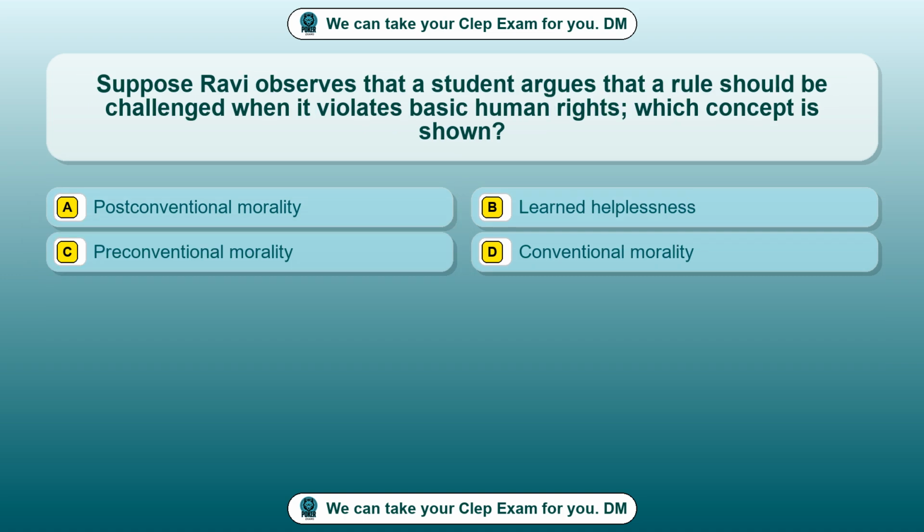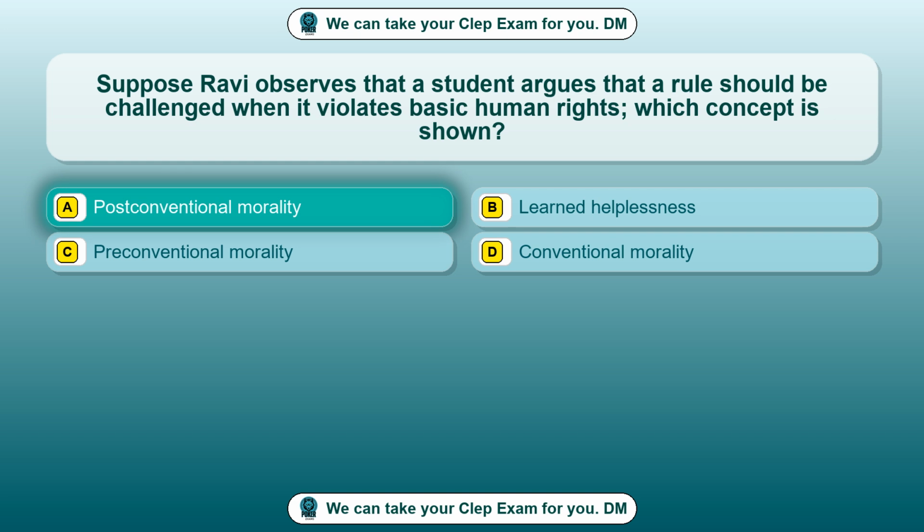Question 23. Suppose Ravi observes that a student argues that a rule should be challenged when it violates basic human rights. Which concept is shown? Option A, post-conventional morality. Option B, learned helplessness. Option C, pre-conventional morality. Option D, conventional morality. The correct answer is option A, post-conventional morality.